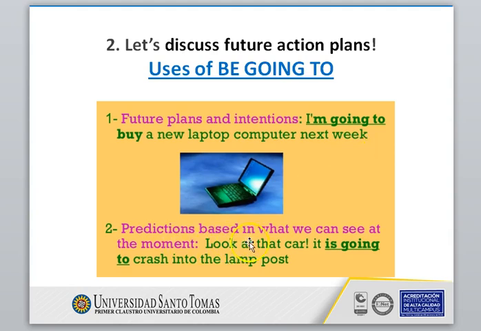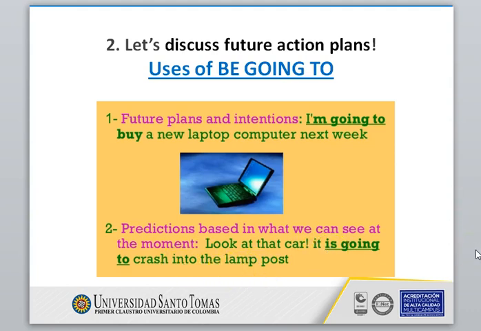For number 2, predictions based on what we can see at the moment. So here there is some evidence, like, look at that car. It's going to crash into the lamppost. If you notice here, we are not using auxiliary will because it's not a guess. You're not really hypothesizing. You're actually making a real prediction because you can see it with your eyes, right? The conjugation, it is going to crash, okay?